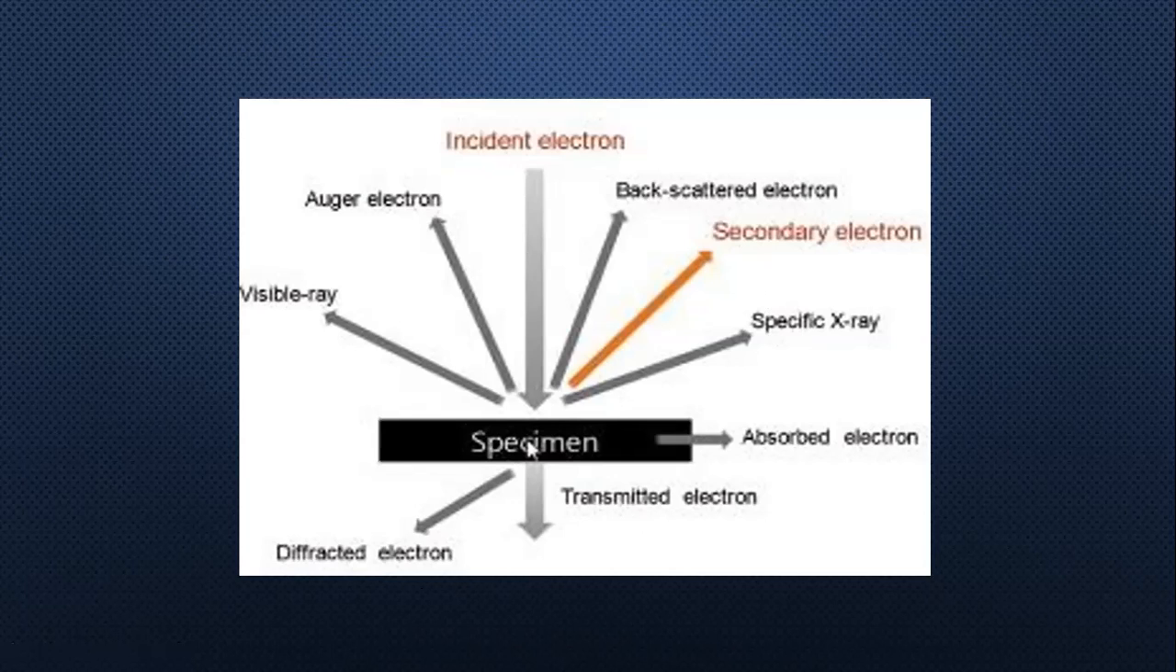So depending on the type of electron beam we are observing, electron microscopy is further called scanning electron microscopy, which is usually based on the backscattered and secondary electrons, and TEM, the transmission electron microscope, where we detect the transmitted electrons from the specimen. So this is the basic difference between the scanning electron microscope and the transmission electron microscope.